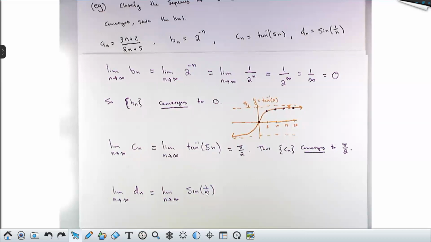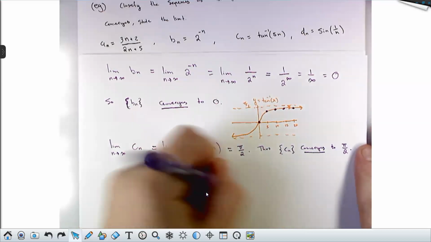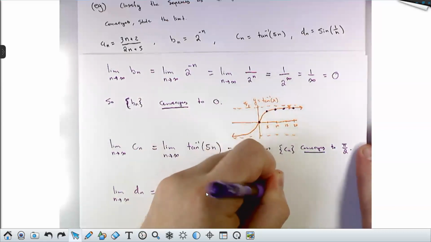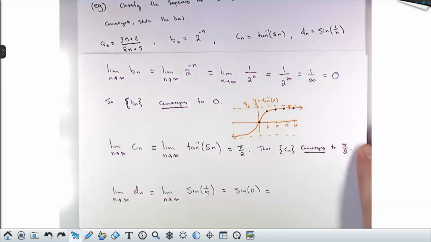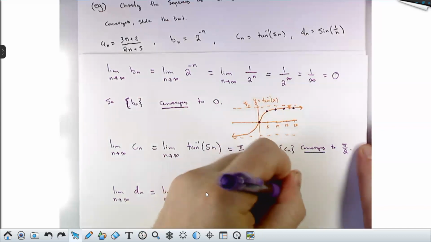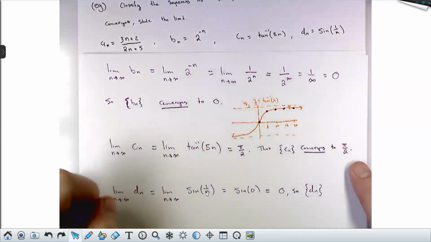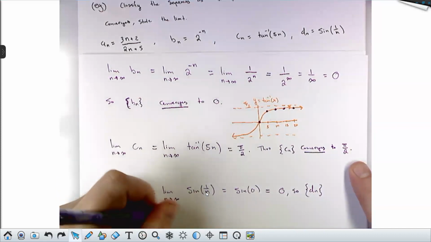That would be 0, so sine of 0. Very good. So 1 over n goes to 0 as n goes to infinity. So this is going to the sine of 0. And what's the sine of 0? 0. Very good. So the sequence dn converges to 0.